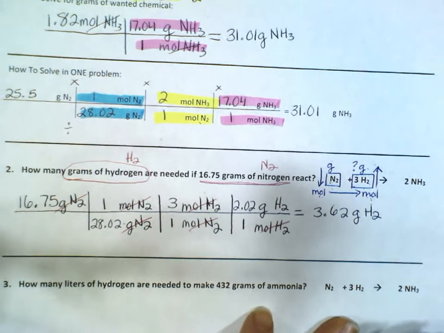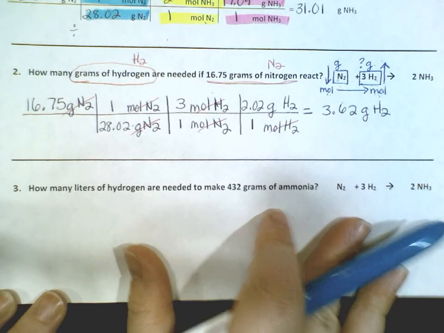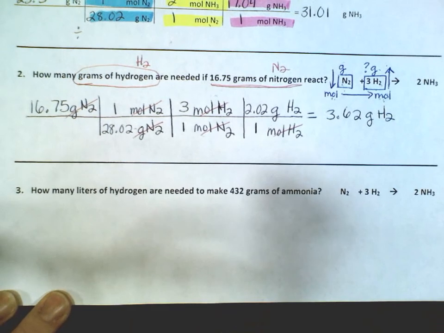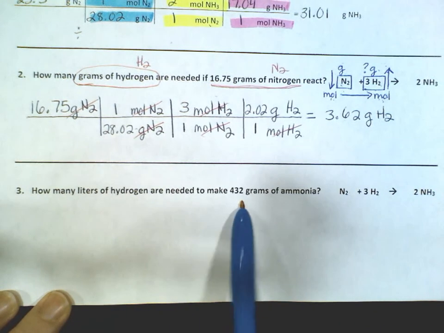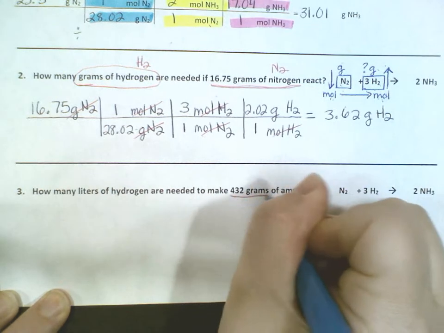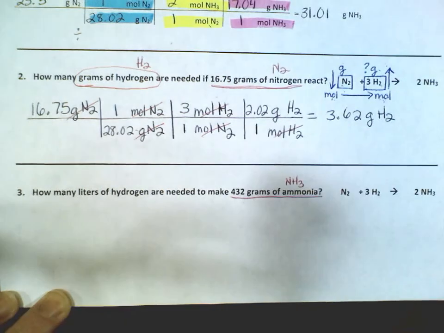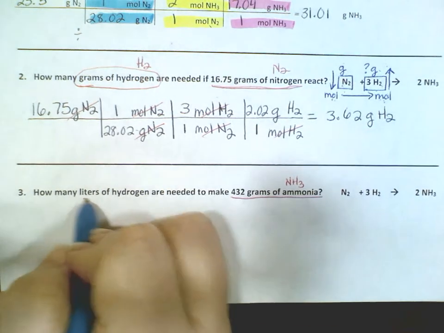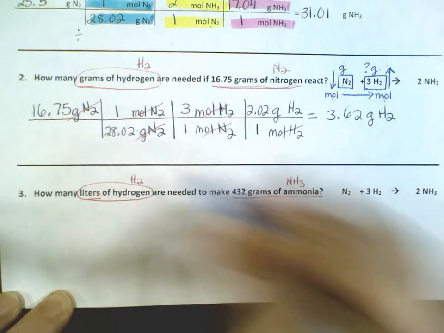All right, we're going to try one more following this process. So again, first we want to read our question, find out what we're given, what we're looking for. So how many liters of hydrogen are needed to make 432 grams of ammonia? So we're given 432 grams of ammonia. Ammonia is that NH3. It's asking for liters of hydrogen. And again, that's our H2.